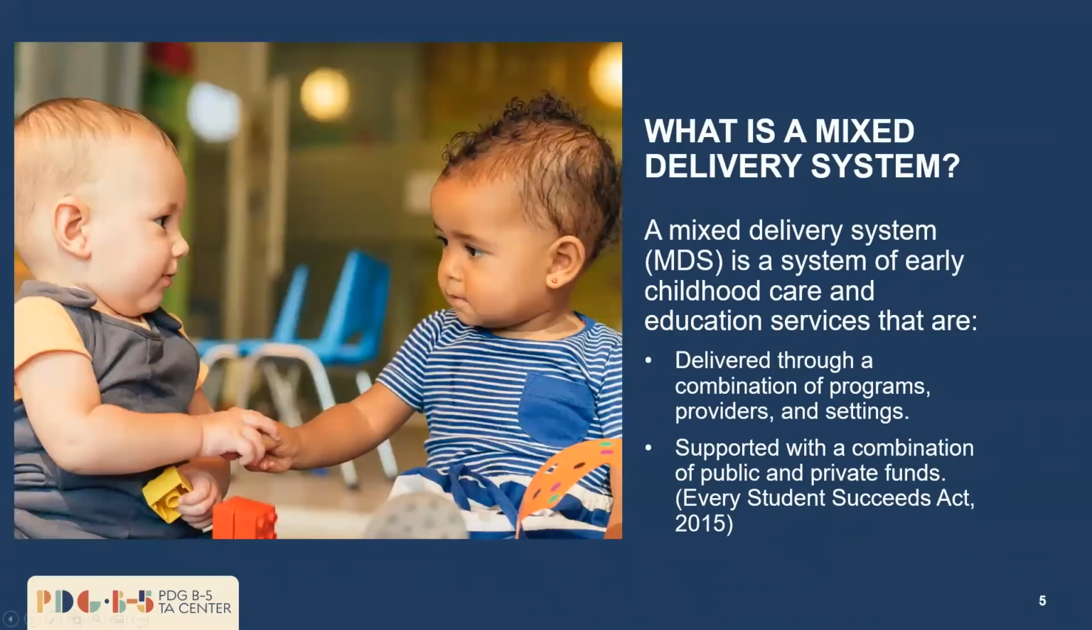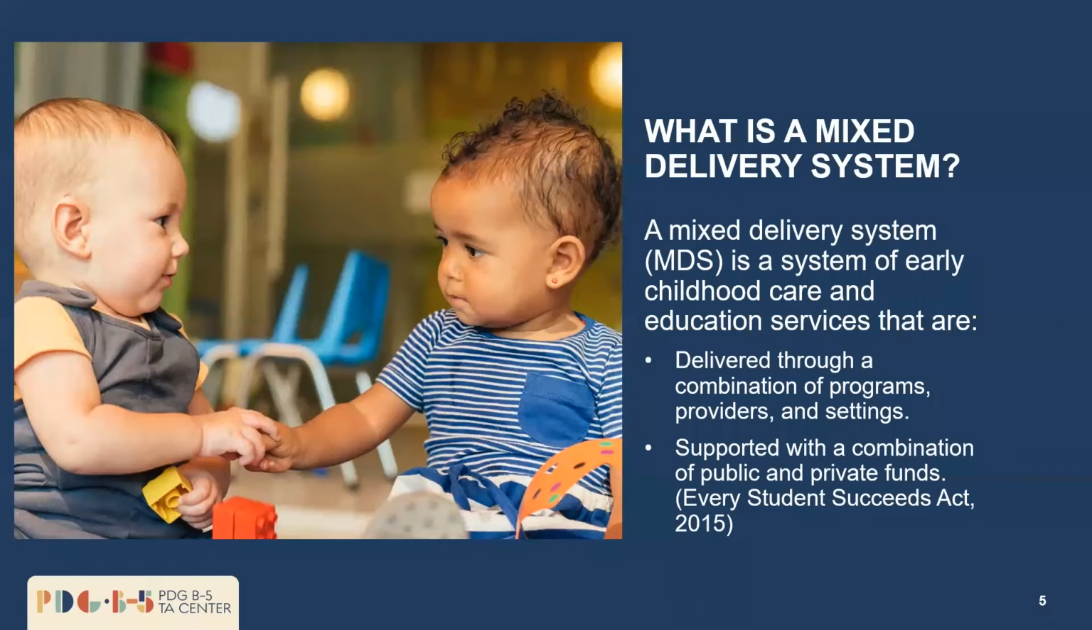What we mean by mixed delivery. So ESSA, or Every Student Succeeds Act, provides us with a simple and basic definition of mixed delivery. A mixed delivery system is a system of early childhood care and education services that are delivered through a combination of programs, providers, and settings. This includes Head Start, licensed family and center-based childcare, public schools, and community-based organizations, and is supported through a combination of public and private funds. So you can see the big highlights are delivered through a combination and supported by a combination of funds. So this is what we mean when we talk about mixed delivery systems of early childhood care and education.